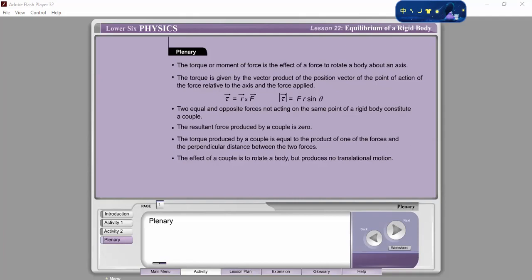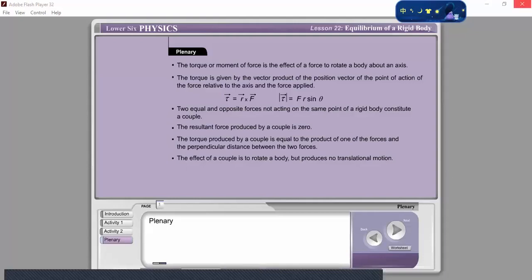The resultant force produced by a couple is equal to 0, and the torque produced by a couple is equal to the product of one of the forces and the perpendicular distance between the two forces. The effect of a couple is to rotate a body but produce no translational motion. It just produces rotational motion. The object is rotating, but it still remains at a point. It doesn't translate. So that's all for today's lesson.